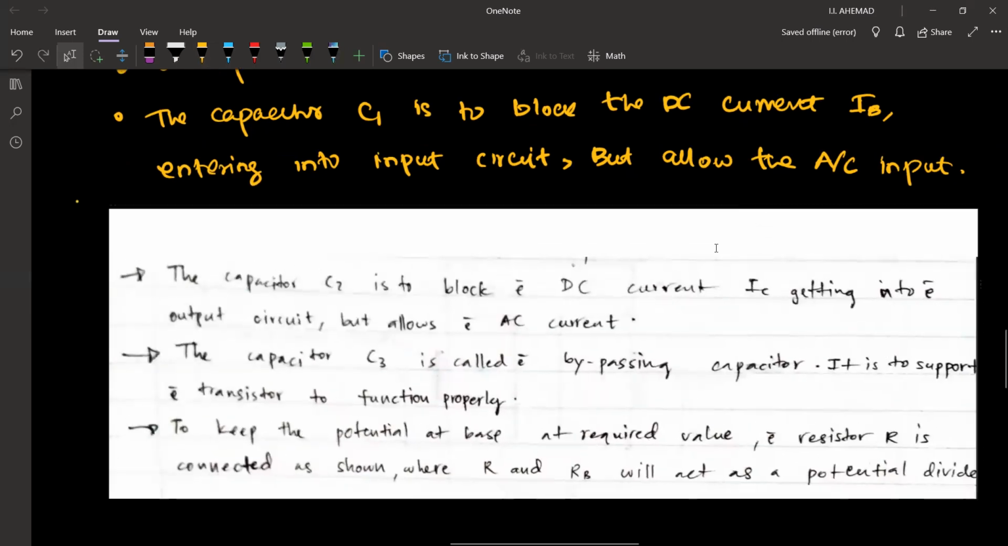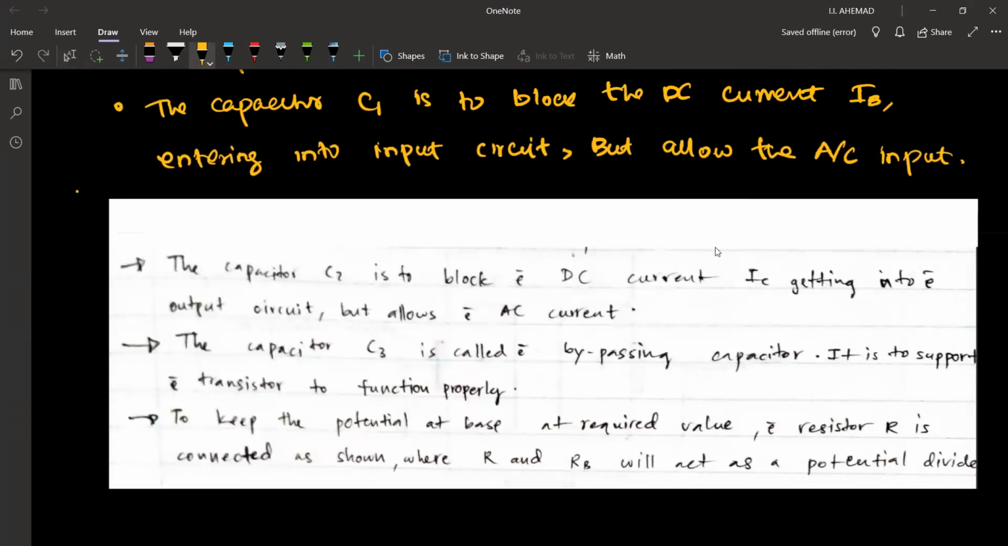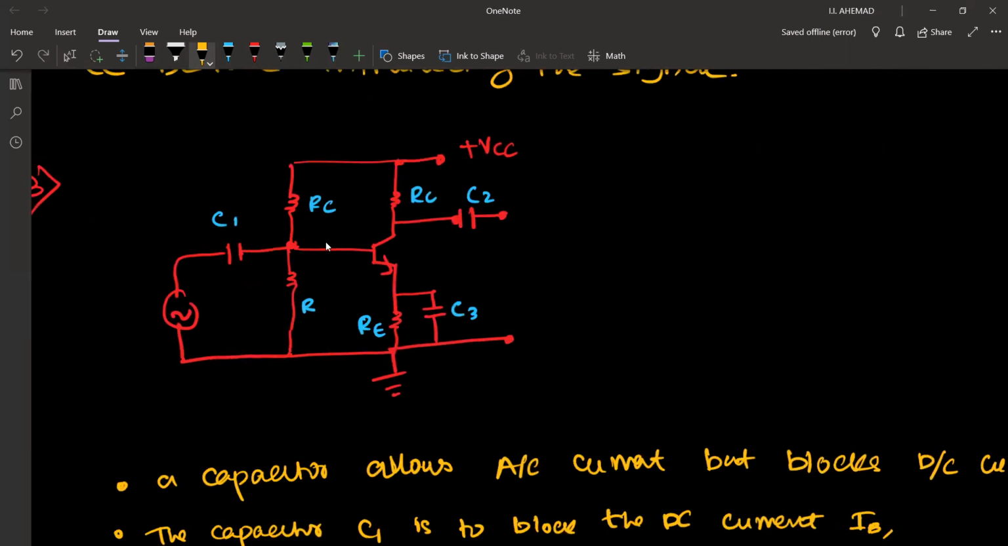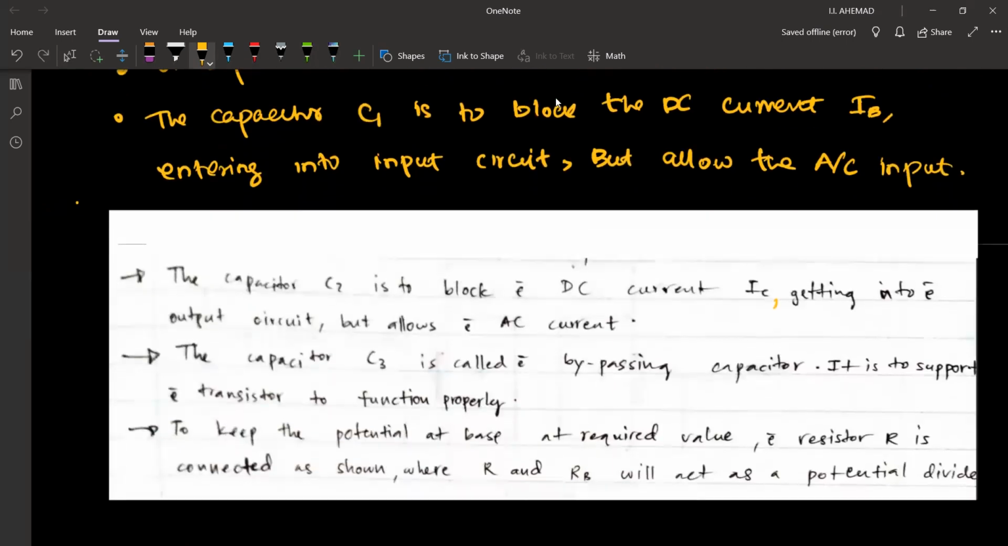Like the remaining also. C2 is to block the DC current IC getting into the output circuit, but allow the AC current. Capacitor C3 is the bypassing capacitor. I will explain what is this purpose. And here we have this resistor R to maintain the current here. Once you have noted all of them, let me know.